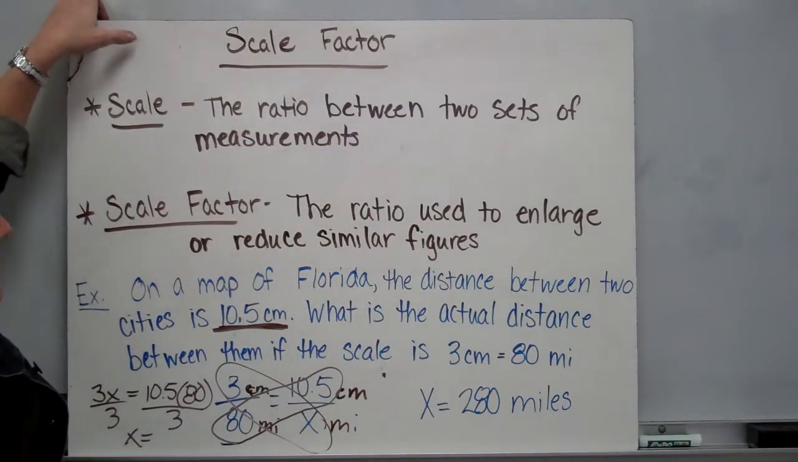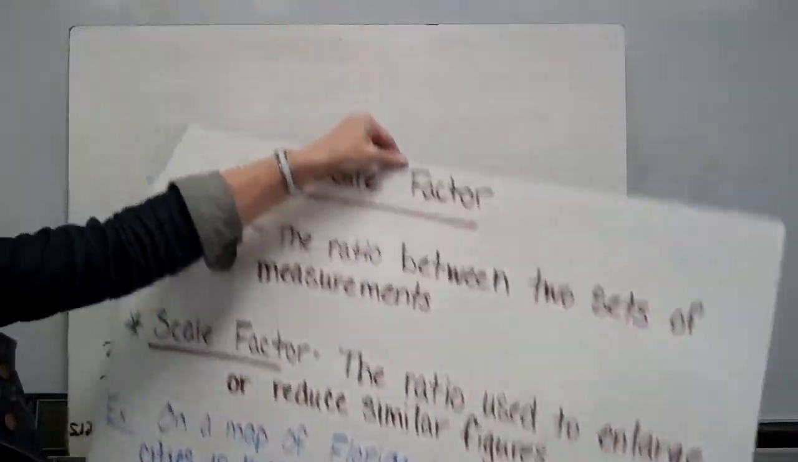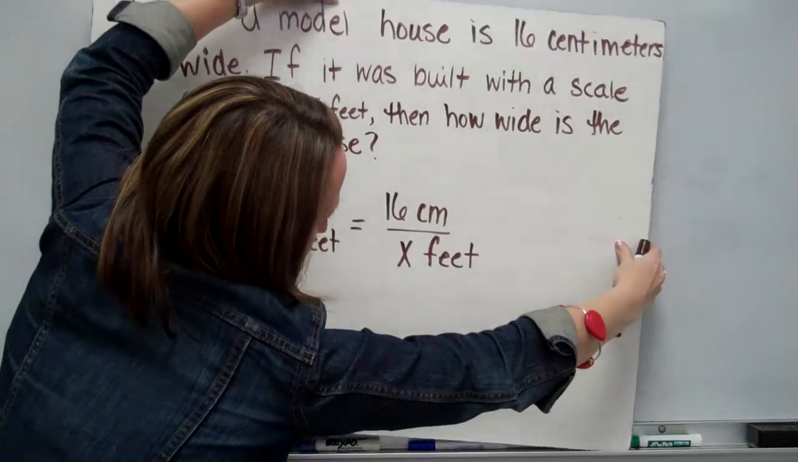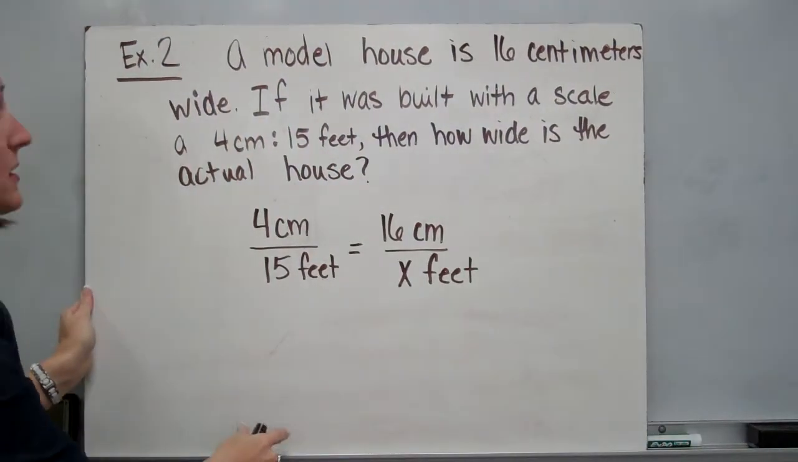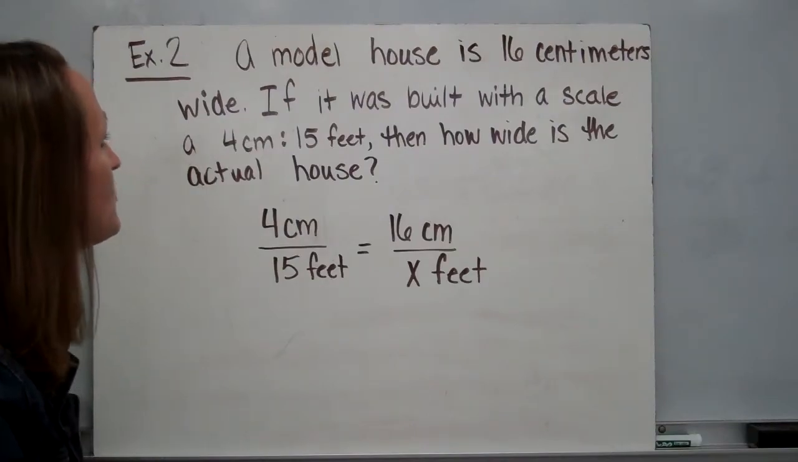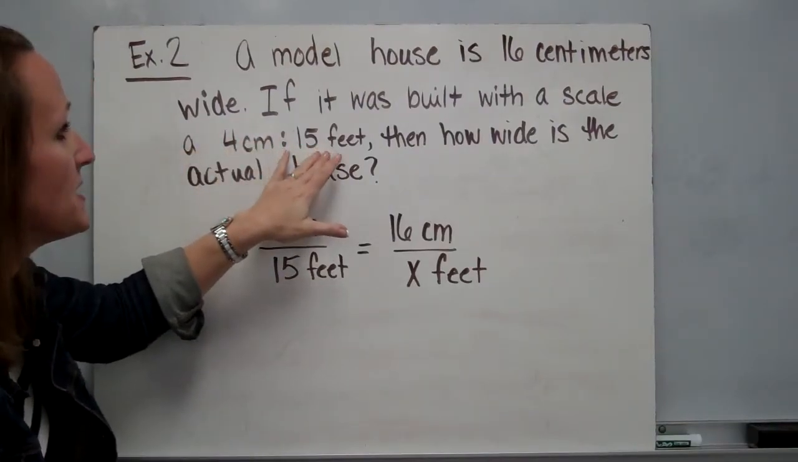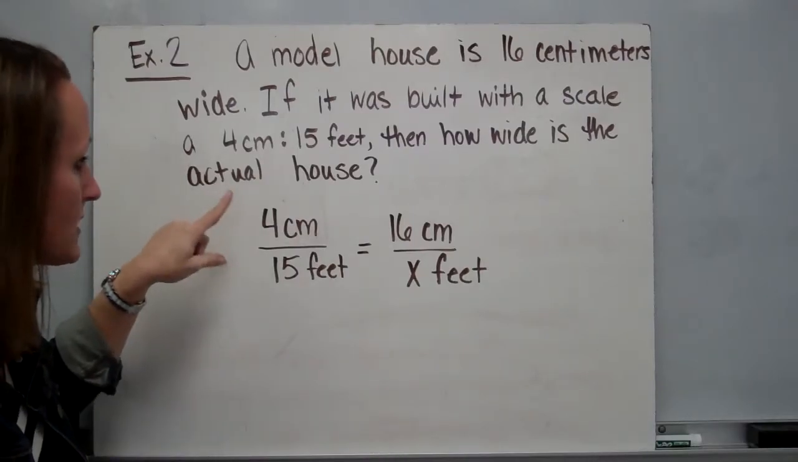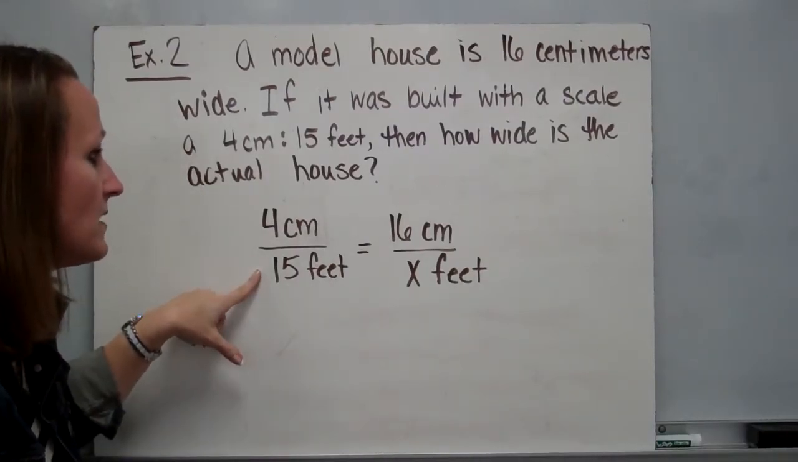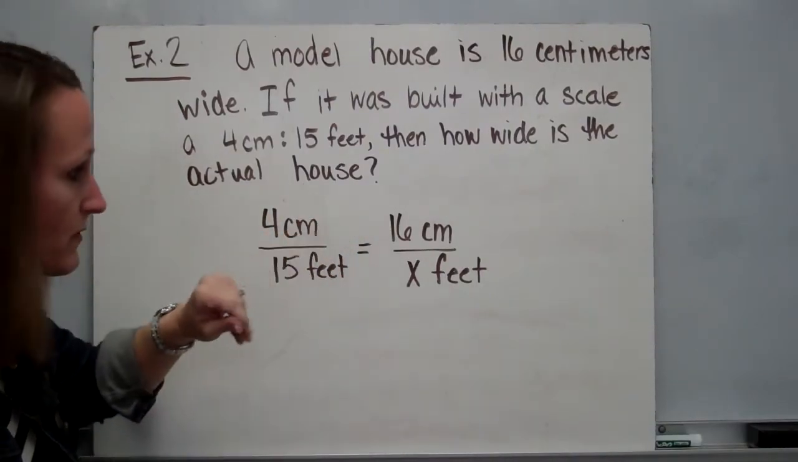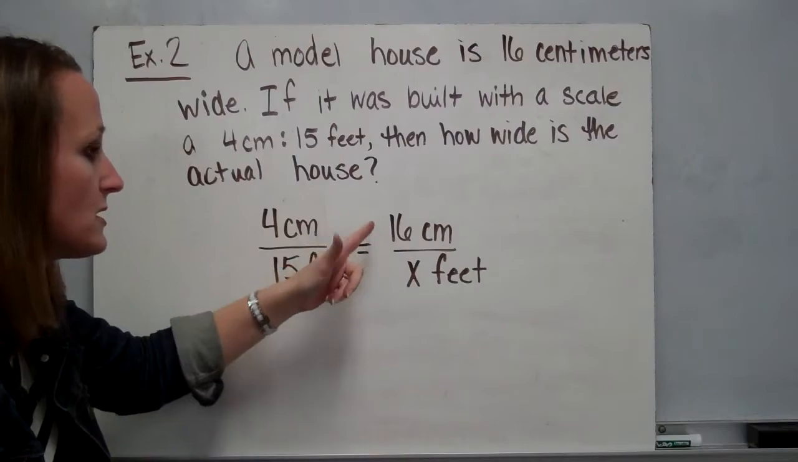Okay, let's look at another example. Alright, so a model house is 16 centimeters wide. If it was built with a scale of 4 centimeters to 15 feet, how wide is the actual house? So here again is our scale, 4 centimeters to 15 feet. I have centimeters on top here, so I'm going to set it equal to centimeters over there. So centimeters to feet equals centimeters to feet.